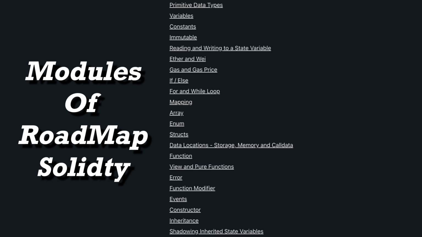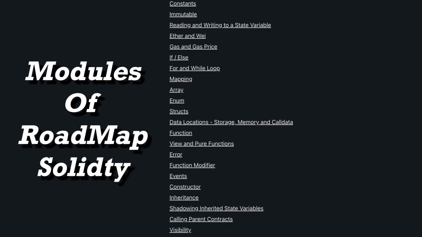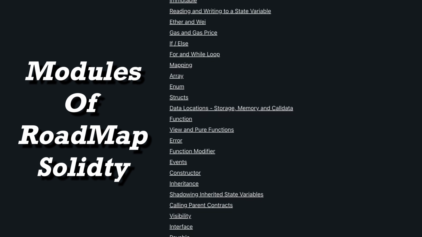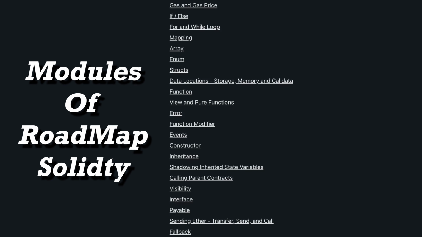The 10th module is mapping. The 11th is array. The 12th is enum. The 13th is struct. The 14th is data location: storage, memory and calldata. Then we have functions, after functions the view and pure module, and after that the error module.